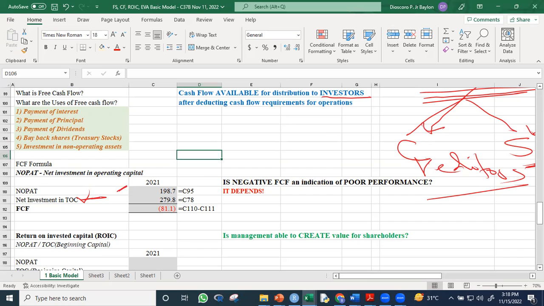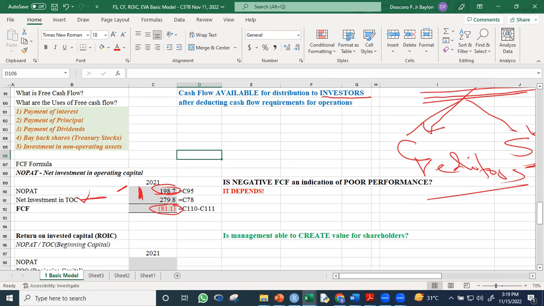If the negative free cash flow was due to the fact that NOPAT was very low, maybe less than the previous year, or it pales in comparison with the direct competitors, then we can say that the negative free cash flow is a result of bad performance. Why bad performance? Because the NOPAT was very low. Despite a regular net investment in TOC, you will have a negative free cash flow due to the low operating profit. So you have to analyze both.